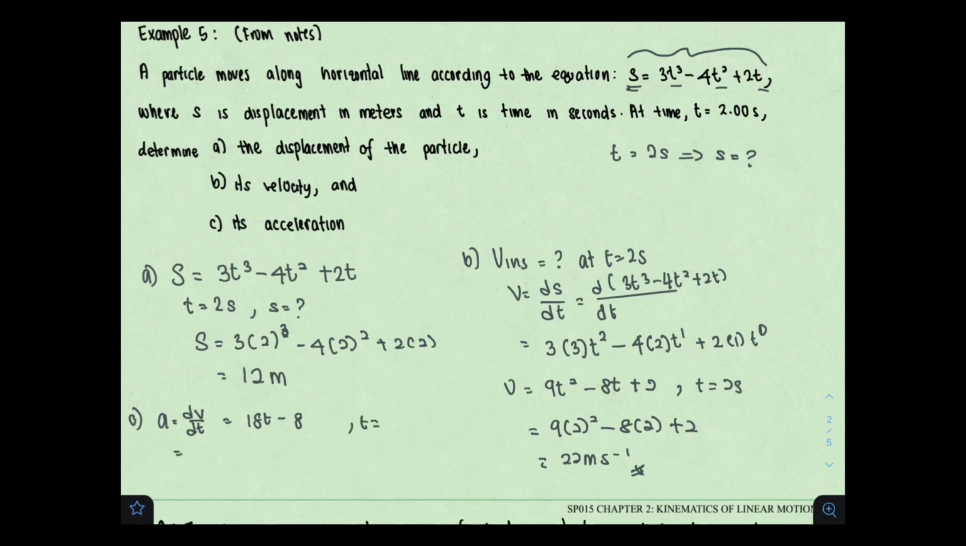And then at t is equals to 2, I will press the calculator, 18 times 2 minus 8. 18 times 2 minus 8, you should get 28 meter per second square. So this is your acceleration at 2 second according to this equation given.